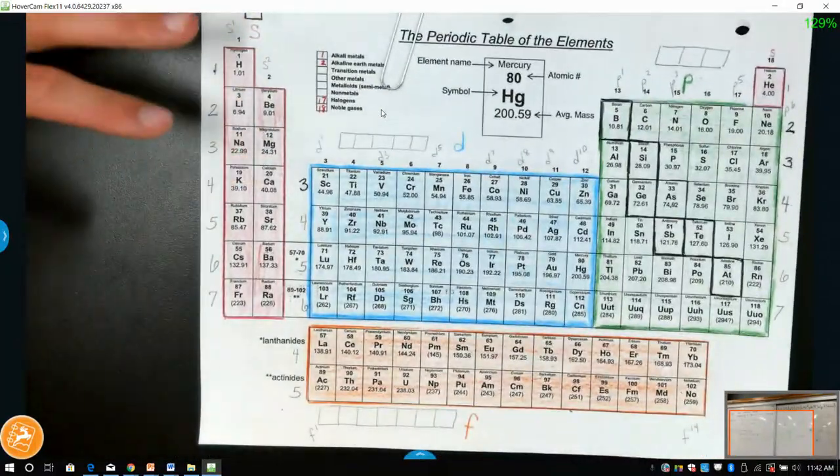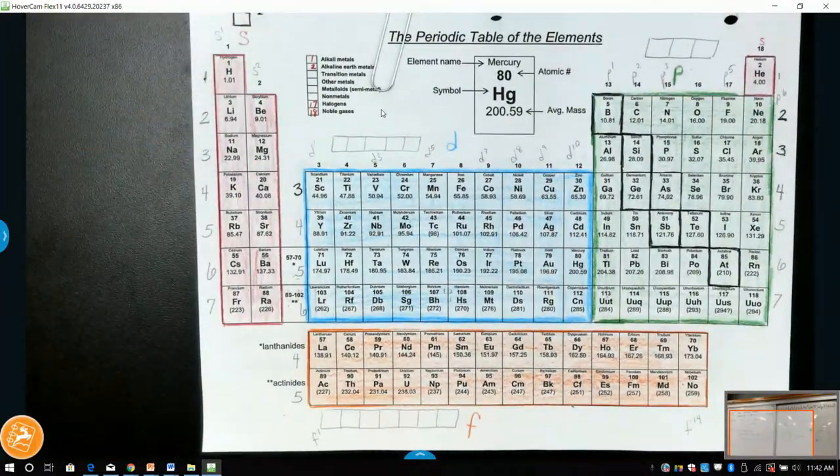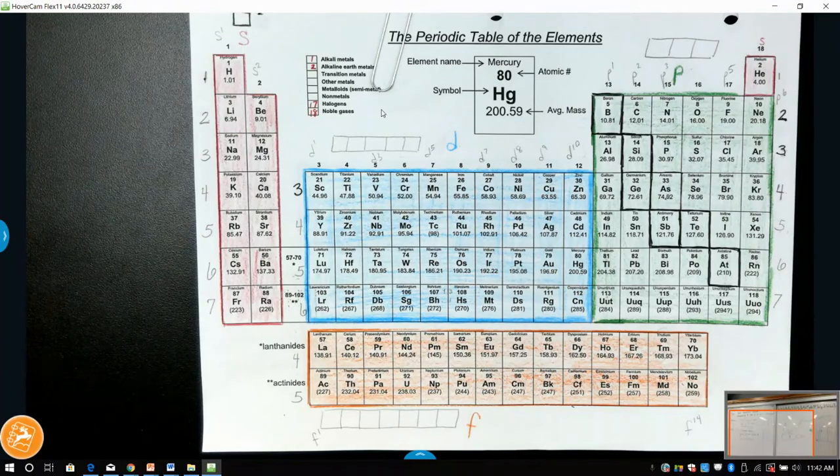All right, guys. So this is to help us with a couple different things that were on our test review that has to deal with atomic radius, electronegativity, ionization energy, and ions.